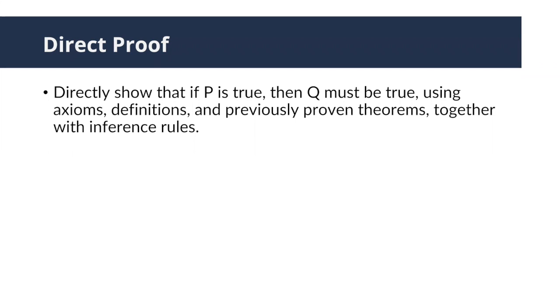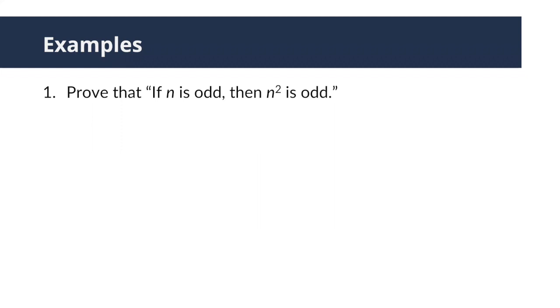For the direct proof, there's really no other tricks. You only need to show if the hypothesis is true, then the conclusion must be true. You can use all the axioms, definitions, and all the theorems you had proved before. In addition, you can also use the inference rules we learned from predicate logic. Let's look at 2 examples.